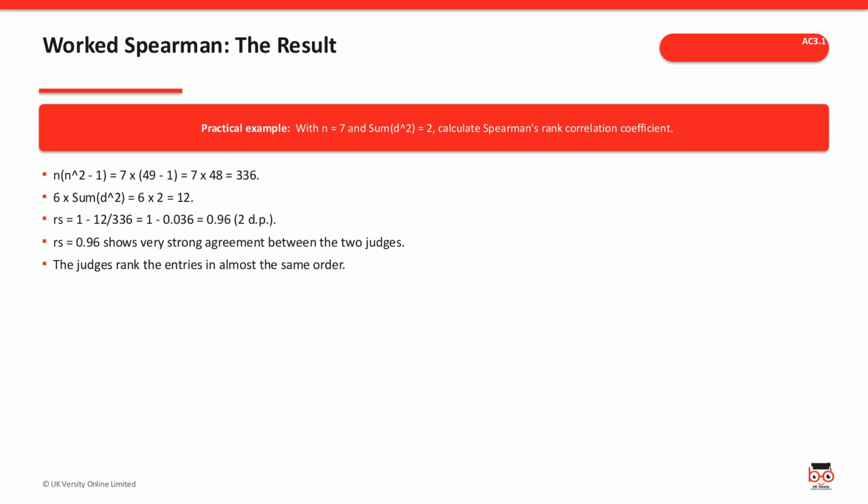Now the arithmetic, with n equals 7 and the sum of d squared equals 2. First, n times n squared minus 1 is 7 times 49 minus 1, so 7 times 48, which is 336. Then 6 times the sum of d squared is 6 times 2, that's 12. So Spearman's coefficient is 1 minus 12 over 336, that's 1 minus 0.036, which rounds to 0.96. A value of 0.96 signals very strong agreement between the two judges.